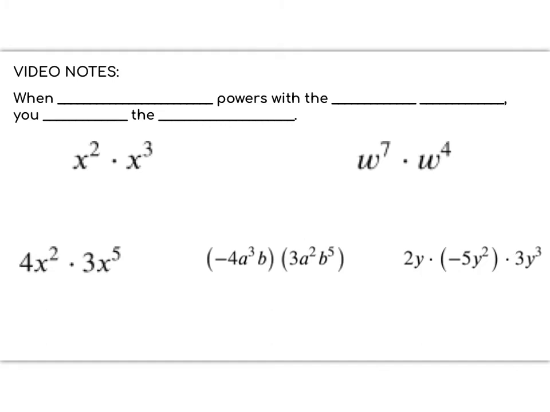The product rule for exponents says that when you are multiplying powers with the same base, they have to have the same base, then you add the exponents. When you are multiplying powers with the same base, you add the exponents.